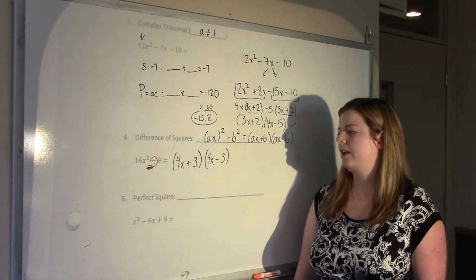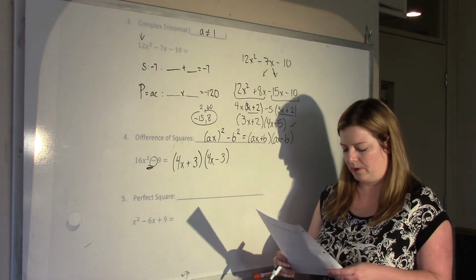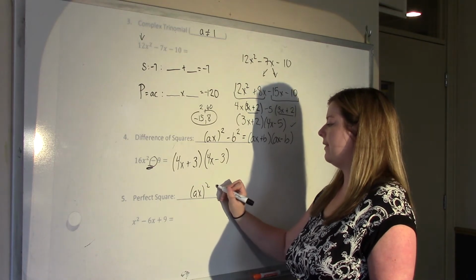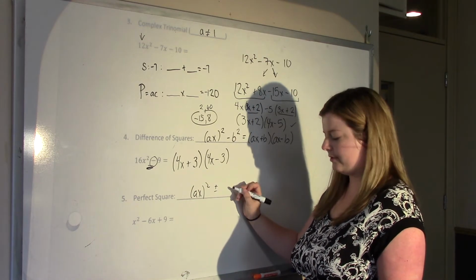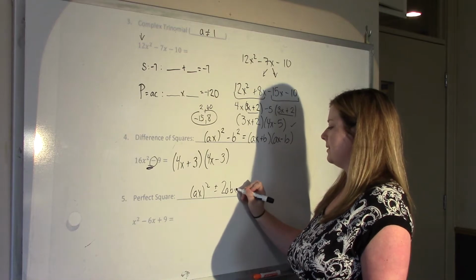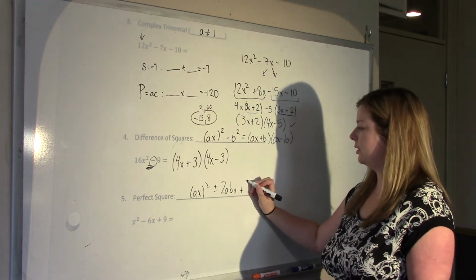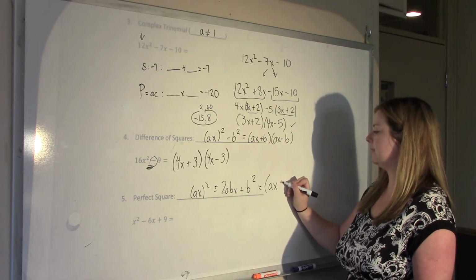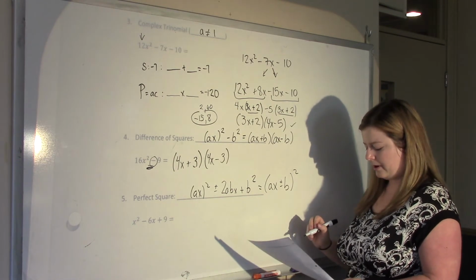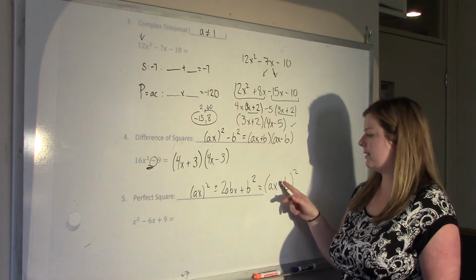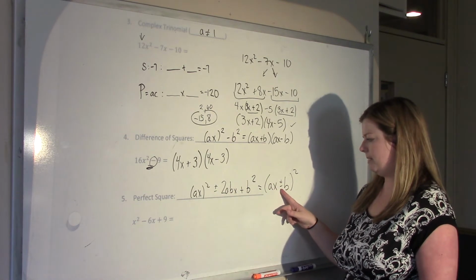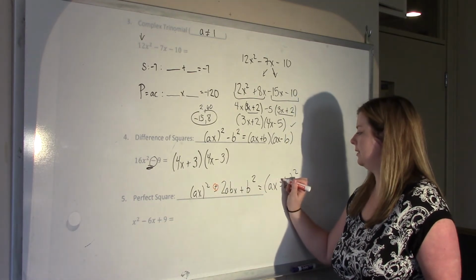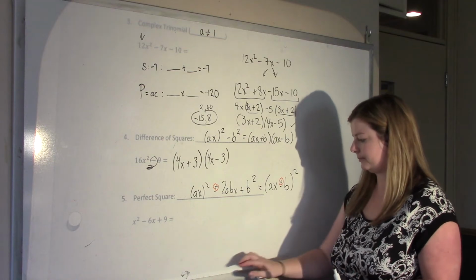Okay? Finally, a perfect square is one of the form ax squared, and then plus or minus, this could be a plus or a minus, 2abx plus b squared. Okay, and it is factored like this, ax plus or minus b, all squared. Okay, so if this is a plus, then this should be a plus. If this is a minus, then this should be a minus. Okay, so if you want to color code that, you can.